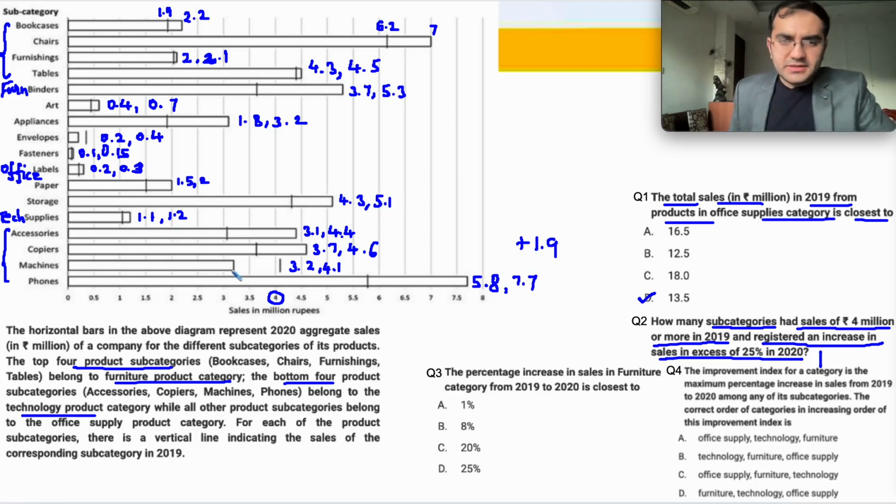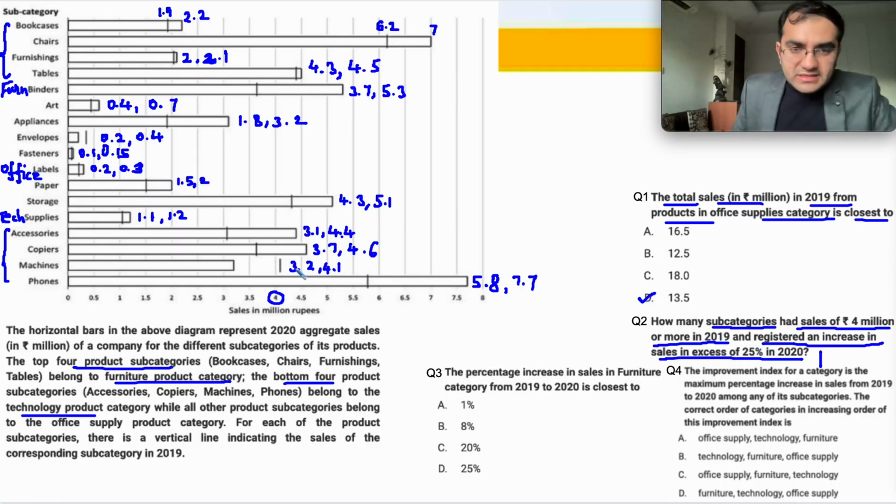ओके, एक एरर कर दिया हमने over here in the previous one. It said how many registered an increase in sales, but there is no increase in sales here. Your value was 4.1, it has dropped to 3.2. How is that an increase in sales? That's a decrease in sales. So therefore this is out. ये गलत है. I mean machines is not part of the answer. We made an error over there.